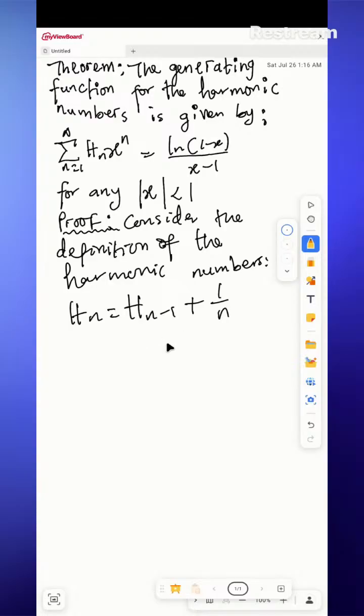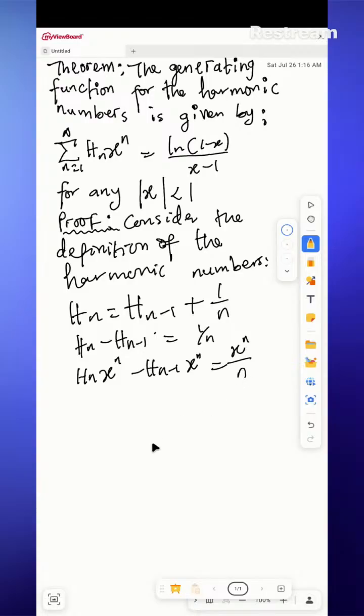So we can subtract Hn minus 1 from both sides. So we do that, we're going to have Hn minus Hn minus 1 is equal to 1 over n. The next thing I'm going to do here is to multiply both sides by x raised to the power of n. So we multiply both sides by x raised to the power of n, we are going to have Hn multiplied by x raised to the power of n minus Hn minus 1 multiplied by x raised to the power of n is equal to x raised to the power of n over n.